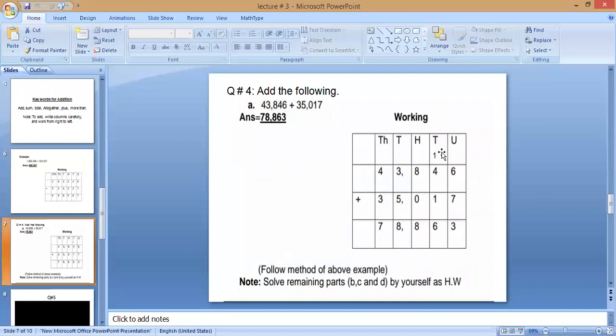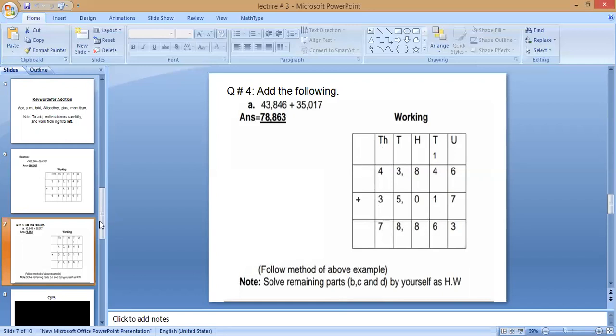Now you will add the carry with the tens place. 1 plus 4 plus 1. What will be the answer? 1 plus 4 is 5. 5 plus 1 is 6. Now come to the hundreds column. 8 plus 0 is 8. Now the thousands column. 3 plus 5 is 8. Now the 10,000s, it will be what? 4 plus 3 is 7. Okay, now this is your answer. So you will write it here. Solve the remaining parts B, C, and D by yourself as homework.